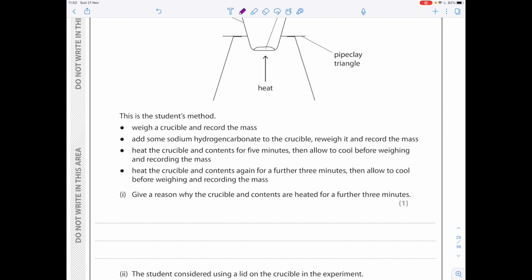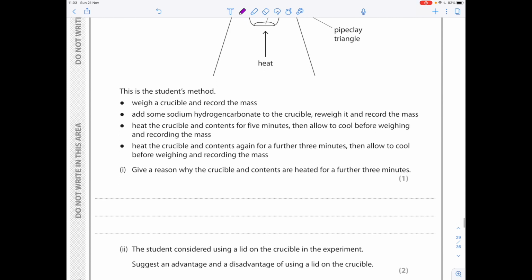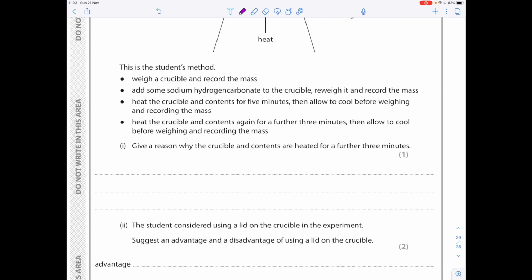Give a reason why the crucible and contents are heated for a further 3 minutes. The reason why you keep heating and cooling is to obtain a constant mass so you can prove that the reaction is complete.